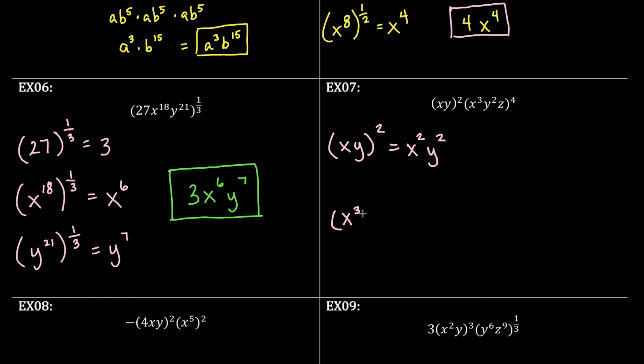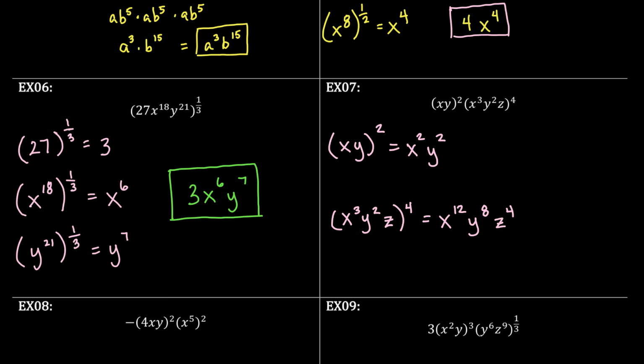X to the third, y to the second, z to the fourth equals x to the, remember we exponent an exponent, so it's 12 because we multiply. So when we exponentiate an exponent, we multiply. 4 times 3 is 12. We have another exponentiation of an exponent, so 4 times 2 is 8. And there was nothing here, so it's just z to the fourth.